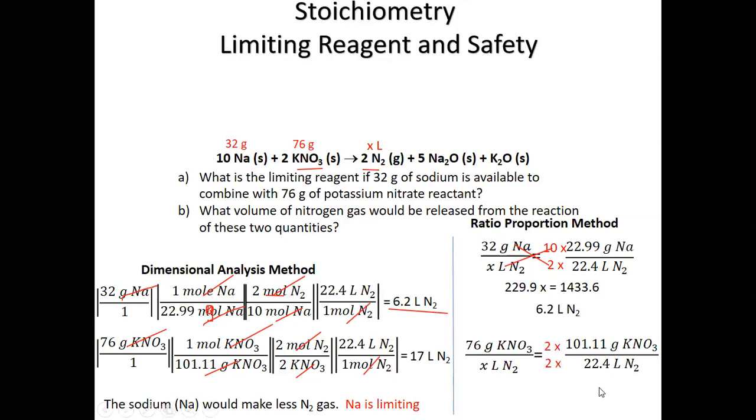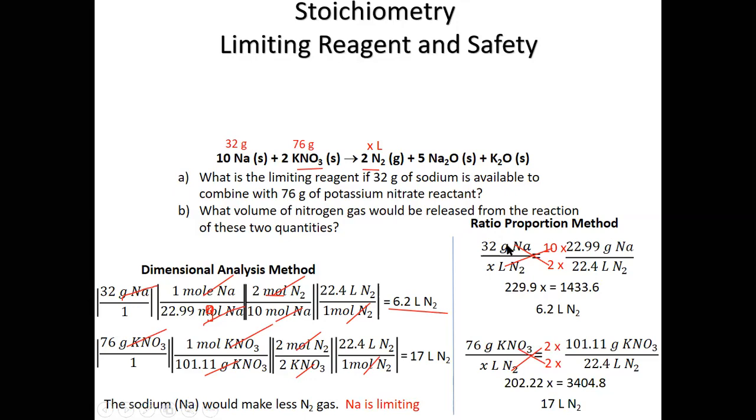So we have quantities equal to 1 mole. Now we apply mole ratios. 2 moles of N2, 2 on the bottom. 2 moles of KNO3, 2 on the top. Next, we cross multiply, and it turns into an equation: X times 2 times 101.1 equals 76 times 2 times 22.4. Divide each side by 202.22. Looky there, we get 17 liters. So our choice is whichever one produces the lesser quantity, in this case the 32 grams of sodium.